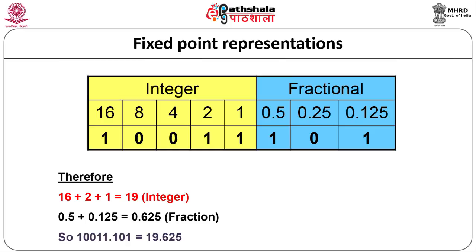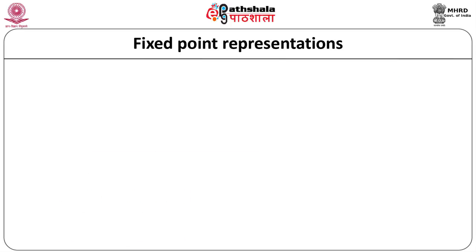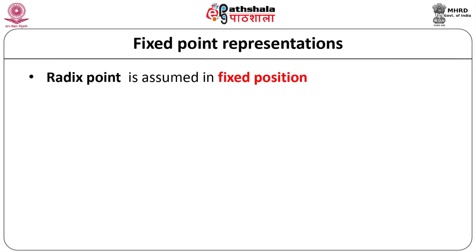10011.101. Integer and fractional parts are written separately along with their weights. The sum of weights results in the integer and fractional parts. Here, the sum of integers results in 19 and the sum of the fractional part gives 0.625. So, the real number represented by the fixed point notation 10011.101 is 19.625.